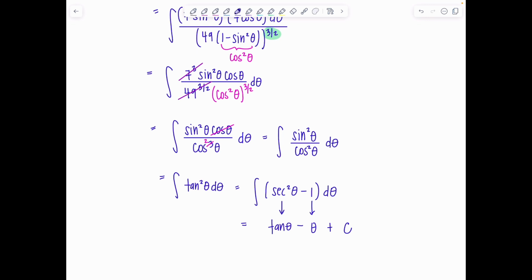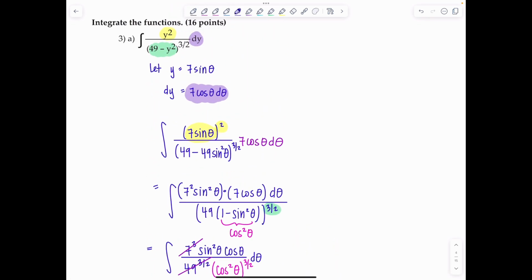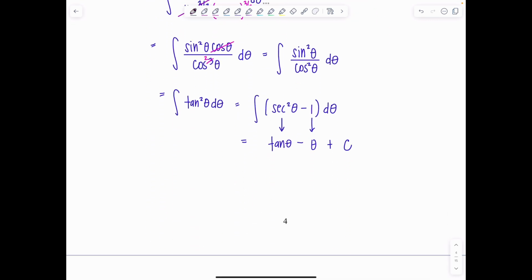Remember, the original problem was in terms of y, so we have to go back. How do we do that? We're going to look at the original substitution we made and draw a triangle. So let's go up, up, up. Remember, y was 7 sine theta. So what you want to do is isolate the trig function sine theta. Sine theta is equal to y over 7. I'm going to use that to make a triangle. I'll make the triangle down here so we can reference it, okay?